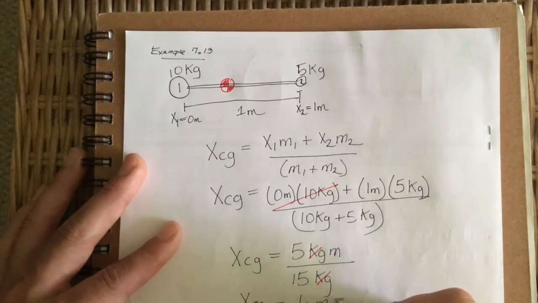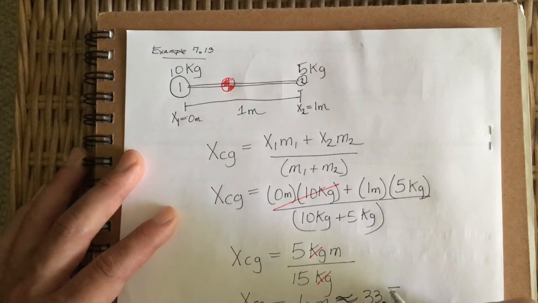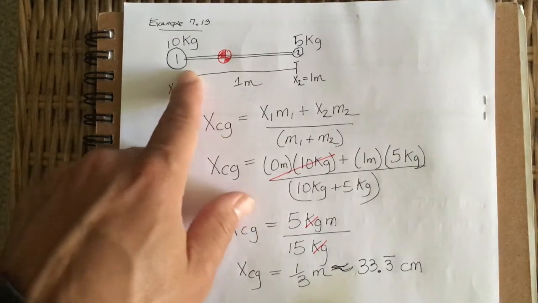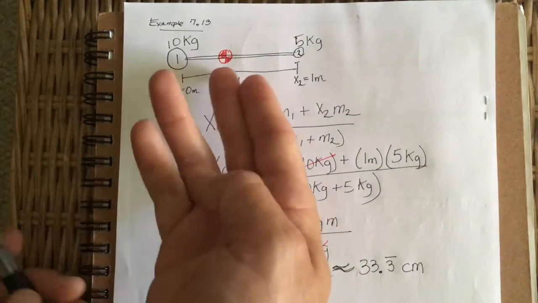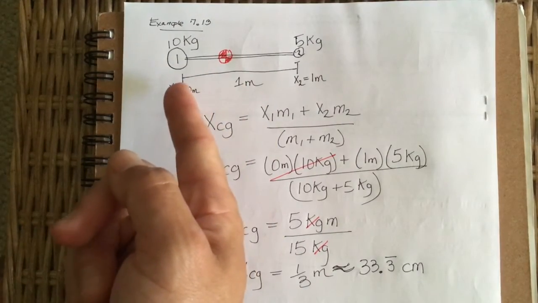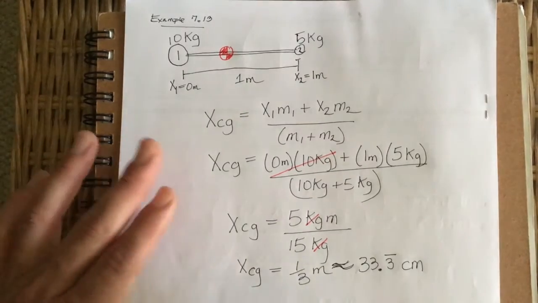Or approximately 1/3 of a meter is 33.3 centimeters. God, I'm struggling here. So what I'm saying is 33 centimeters from 0 right here. This distance would be 33. So if you held the barbell at 33 centimeters from the 10 kilogram end, you would be able to balance it. All right, pretty good, pretty straightforward.